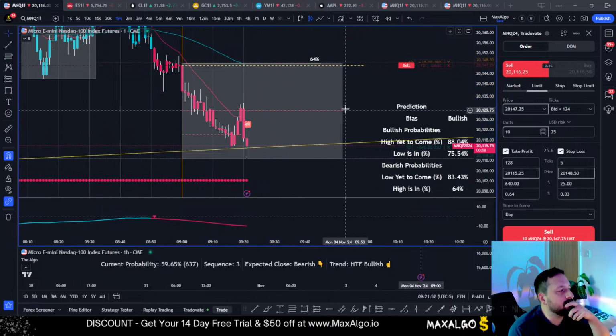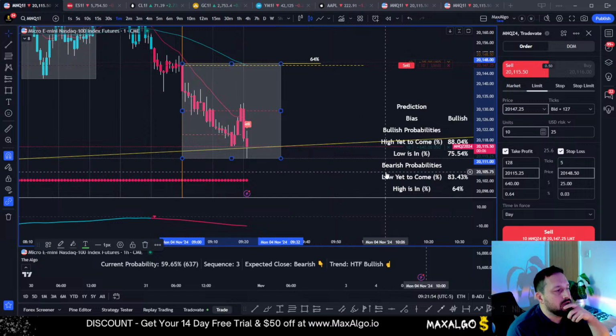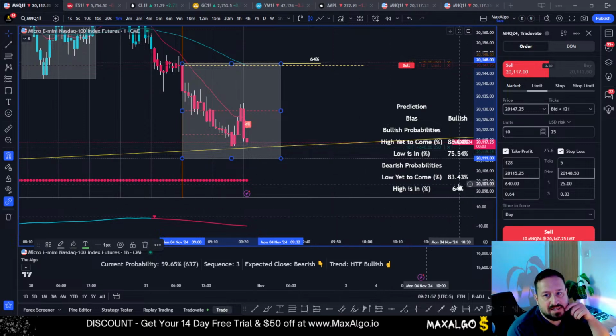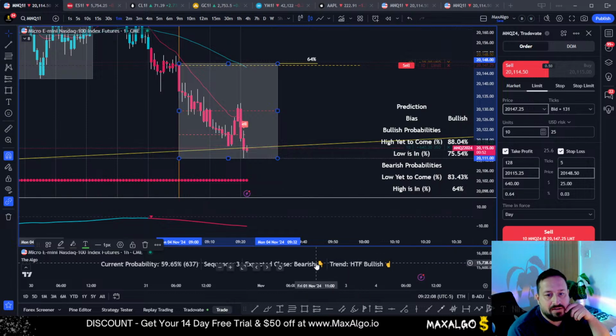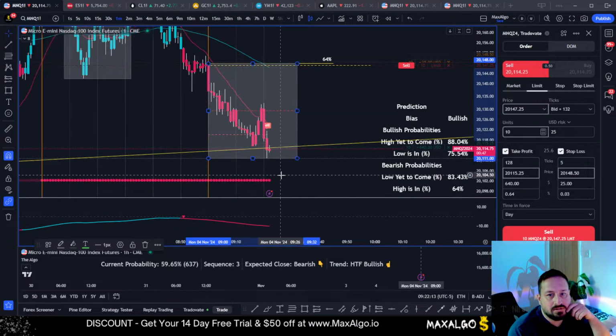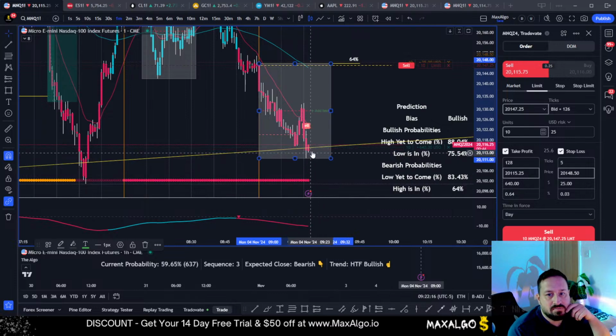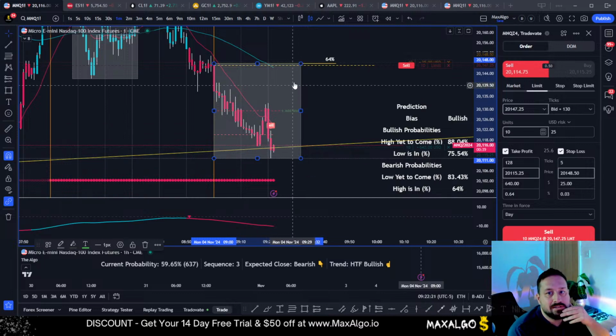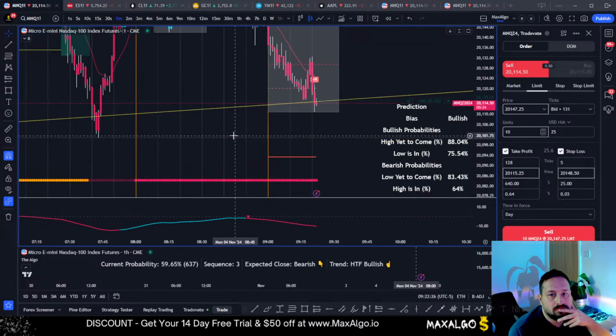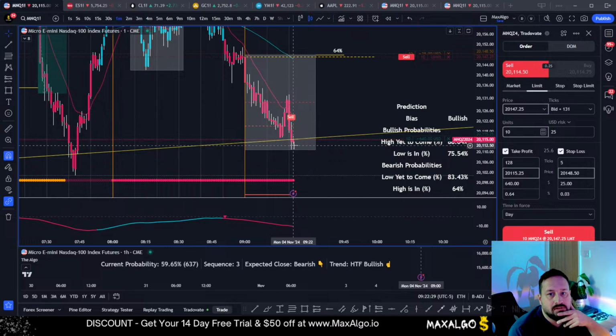There's our 50%. So we've got an 83% probability our low is yet to come. We have a 64% probability this is our high. We're bearish with a 59% probability of closing bearish. Possible this just might go. We've already had a retracement here. It's gone quite far. We've dribbled down quite far.